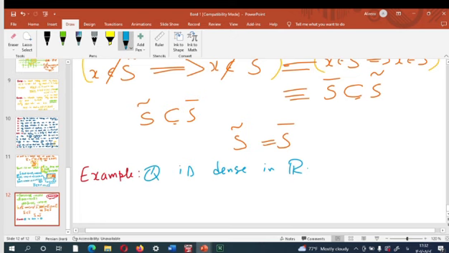For this, we must prove that the closure of Q is equal to the whole of R. This is a trivial relation that we have: Q bar is a subset of the real numbers.